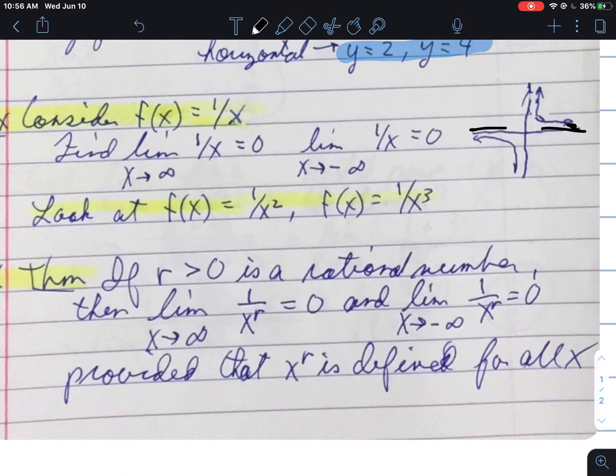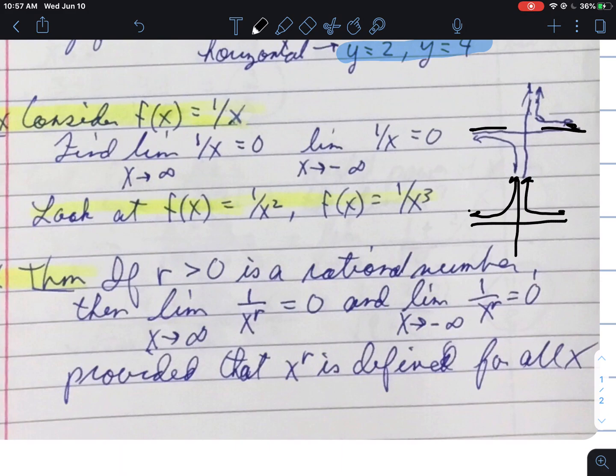Look at the function f of x equals 1 over x squared. I'm going to sketch that one in as well. And again, you can graph these if you wish. If you graph 1 over x squared, you're going to get a graph that looks like this. It's going to have the same basic shape to the right side, but the left side gets flipped up because the x squared makes everything positive. But that's the basic shape of 1 over x squared.